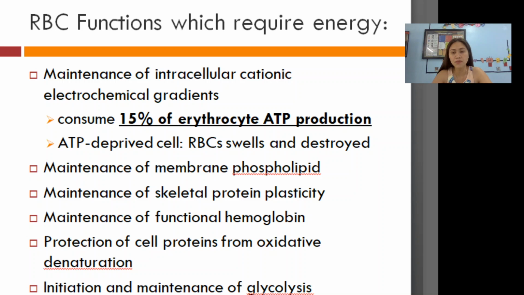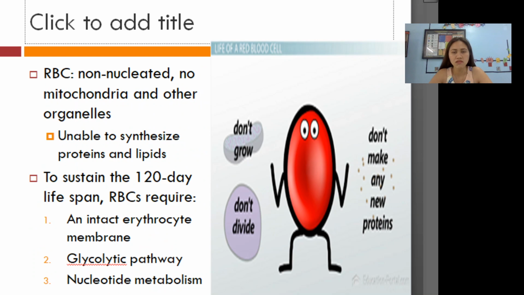And then initiation and maintenance of glycolysis. Okay, it is very important to have energy when you start glycolysis, because based on the process of glycolysis, it utilizes 2 ATPs, and then after the entire process of glycolysis, it will yield 2 ATP. Okay, so it is very important to have energy to initiate and maintain the glycolysis process of our RBC.